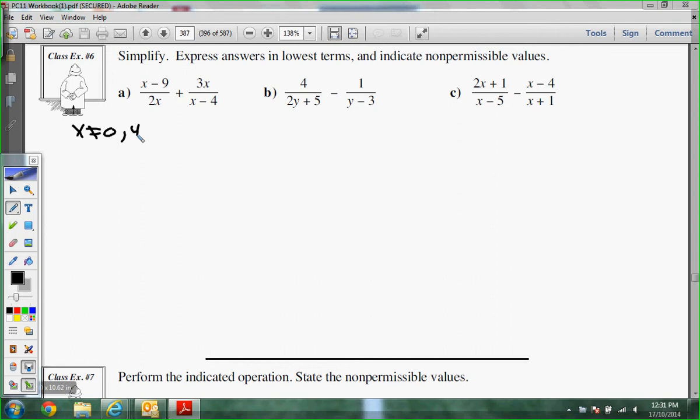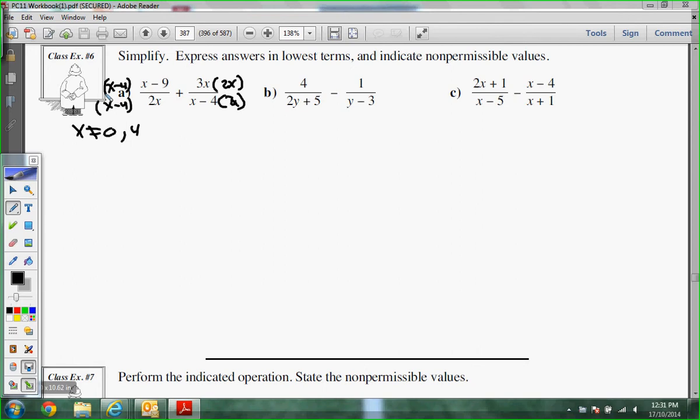Okay, so now this is where it gets a little bit messy. We want to add these fractions. In order to add them, what do I need? I need them to have the same bottom, which they don't. So I'm going to multiply 2x here and 2x here, and then x minus 4 here and x minus 4 here. As you can see, that's where it makes things a little bit messy.